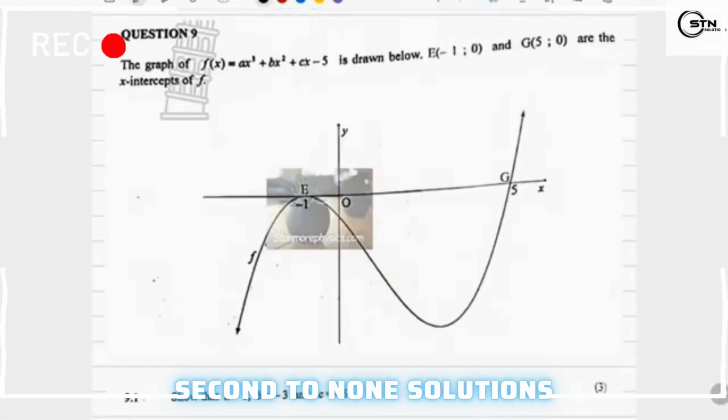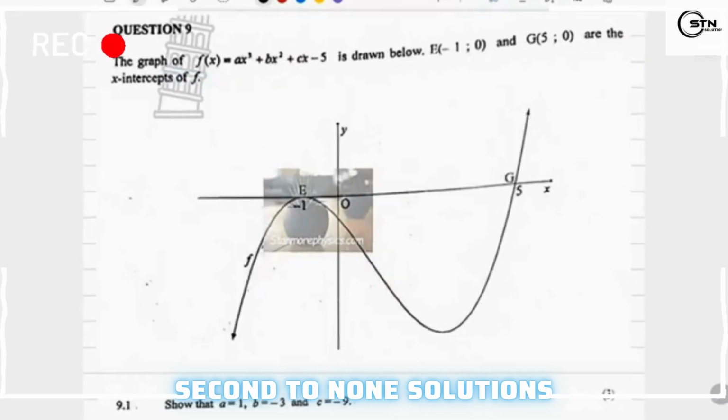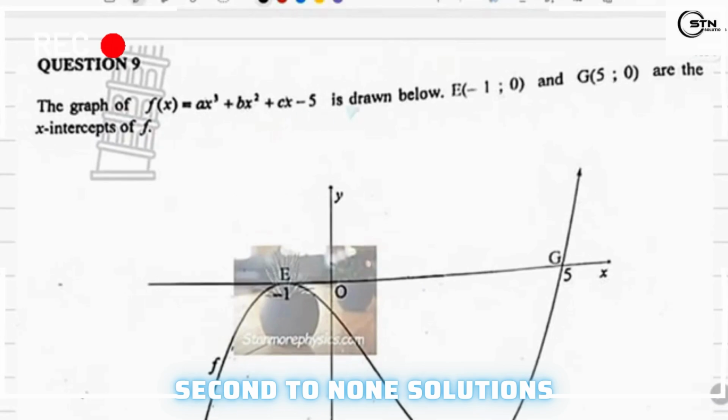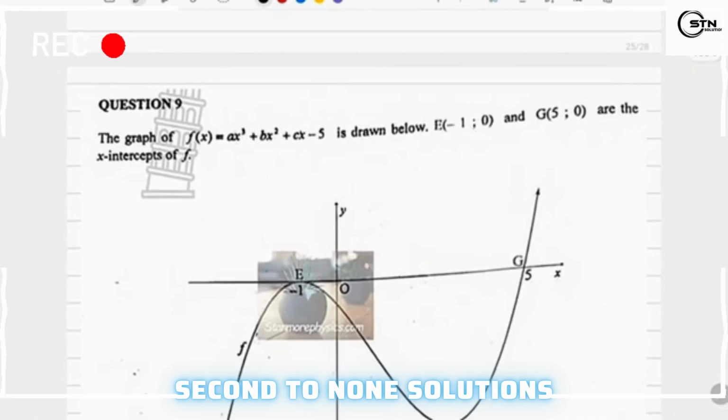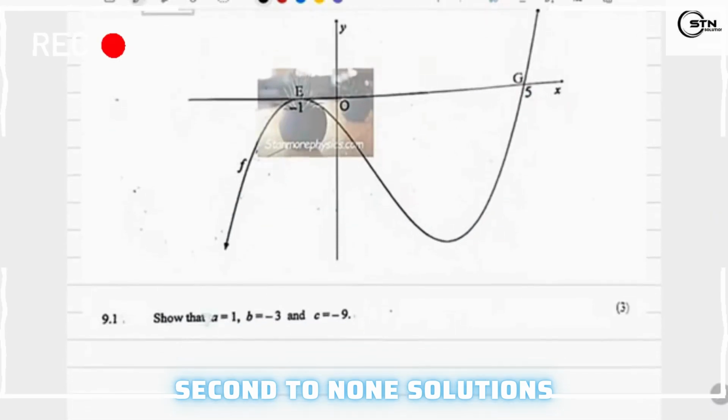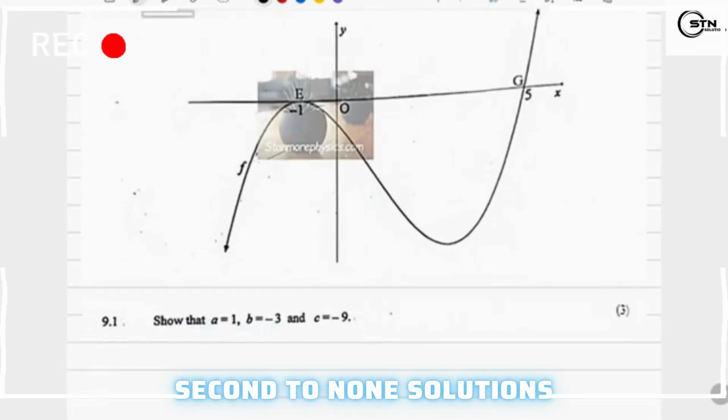Okay, so now we're on question 9, and question 9 says the graph of f of x is equal to ax cubed plus bx squared plus cx minus 5 is drawn below. And then we have e, which is (-1, 0), and g, which is (5, 0). And these are the x-intercepts of f. The first question is to find the values of a, b, and c.